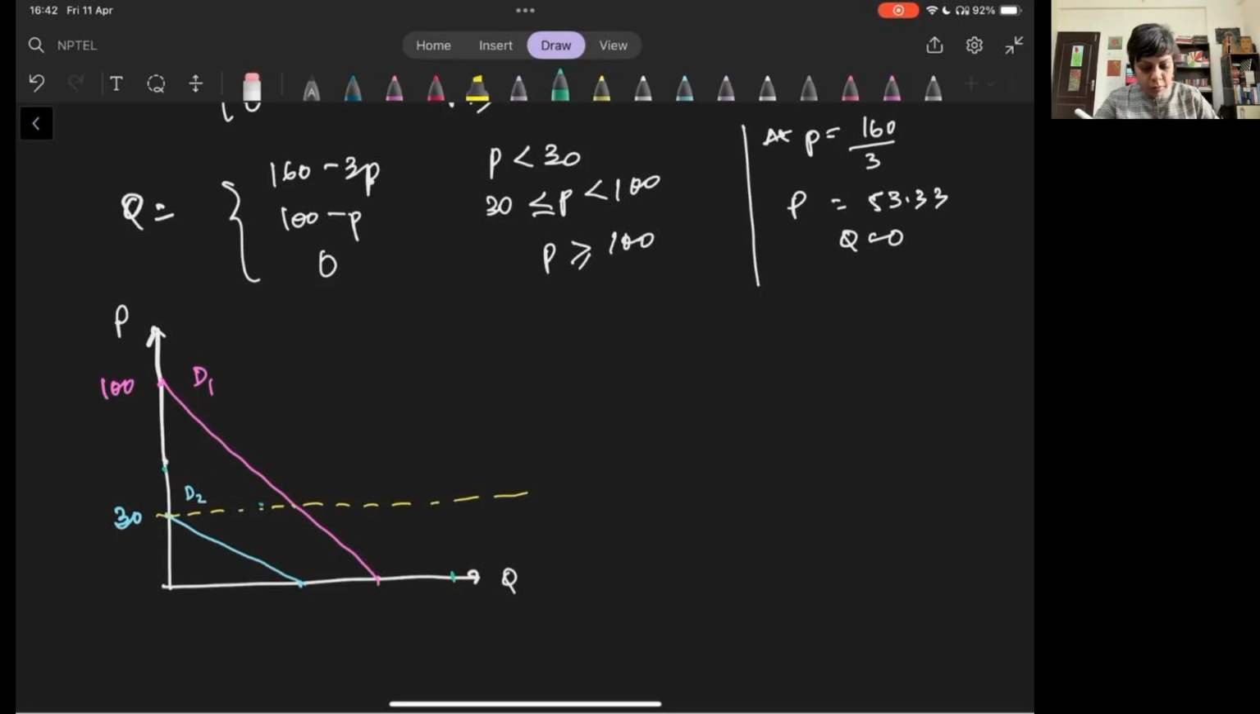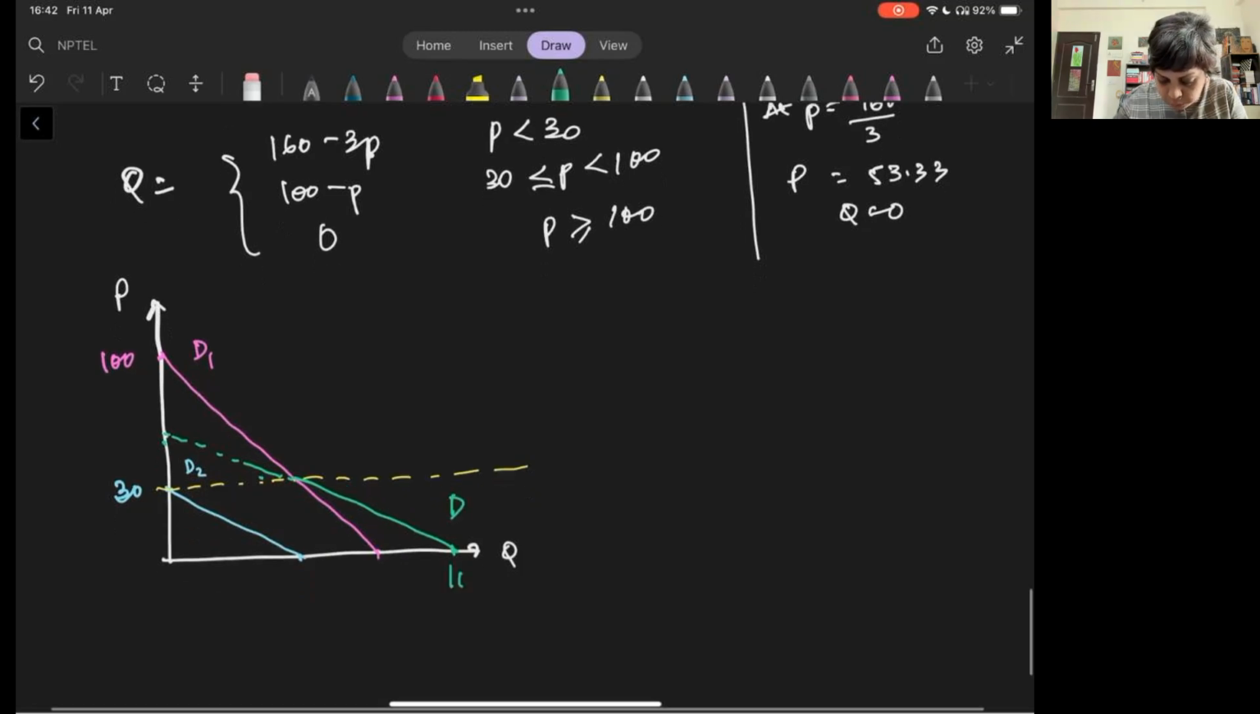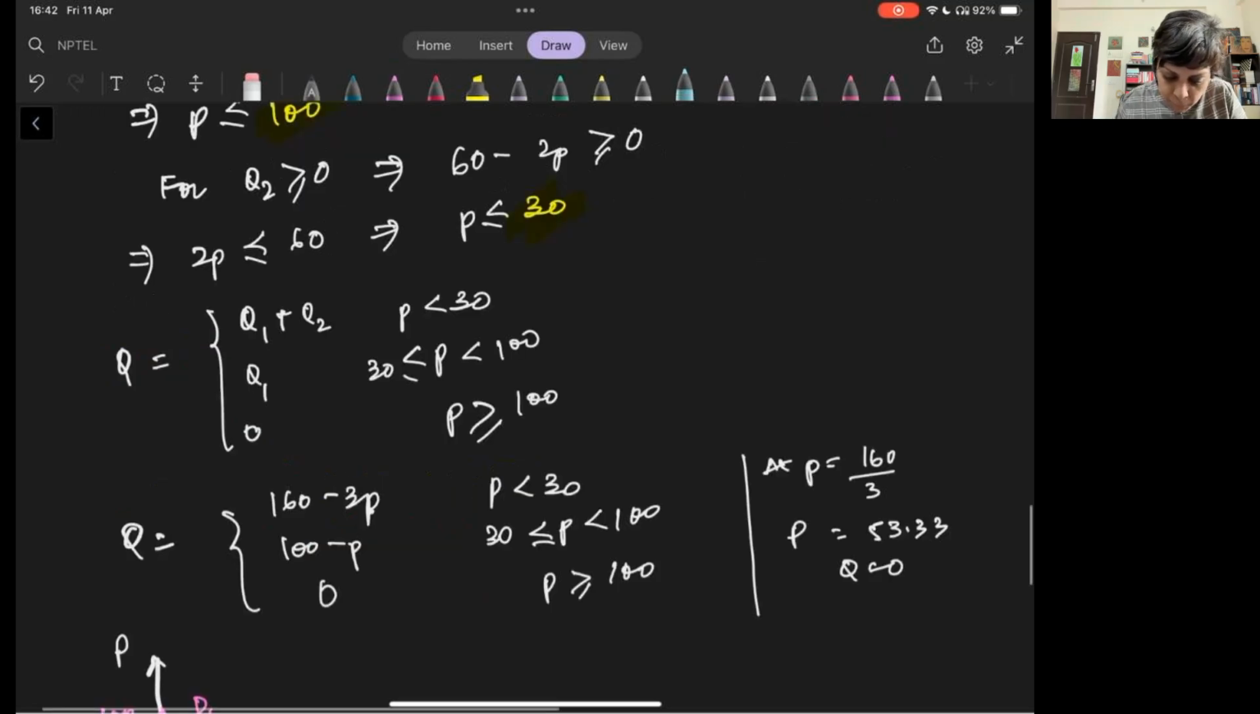Let me draw this again. What I drew was just a little bit wrong. Yeah, this is better. Okay, so basically this is the demand curve, market demand D. From this value, P is equal to 0, this is 160. Let me mark all the values. This is 100 and this is 30, right? No, 60.